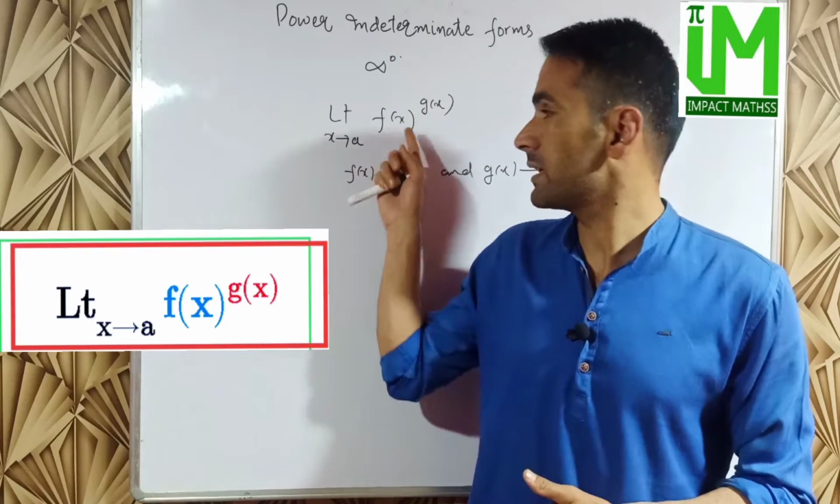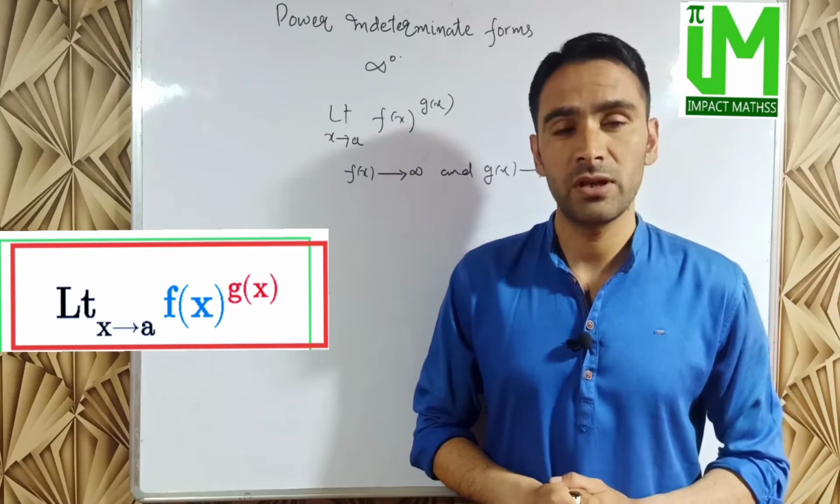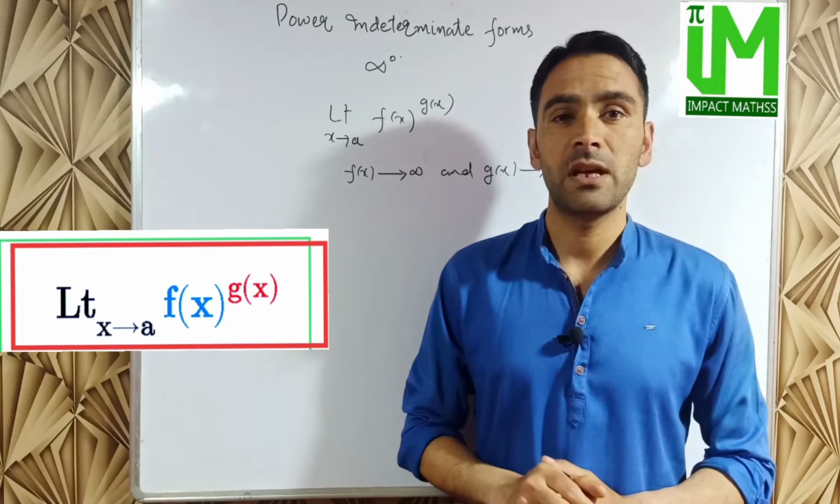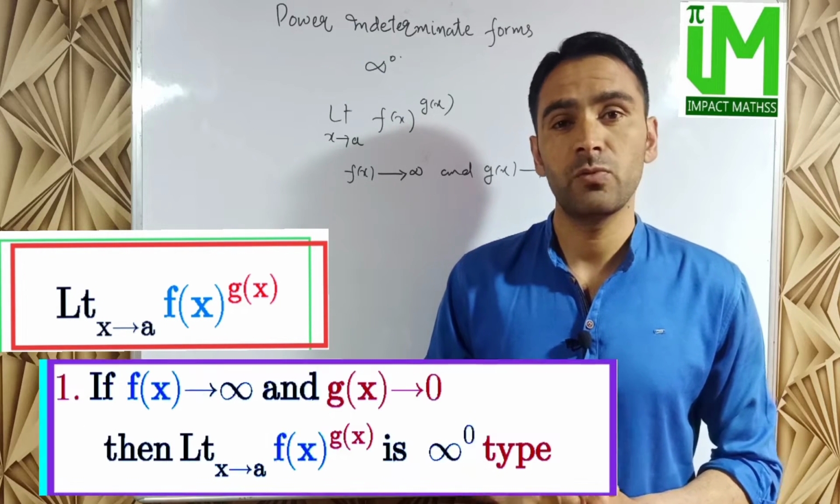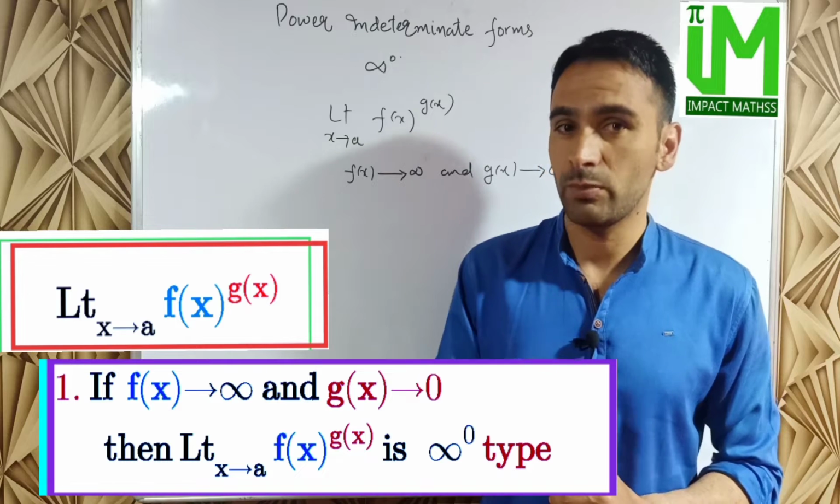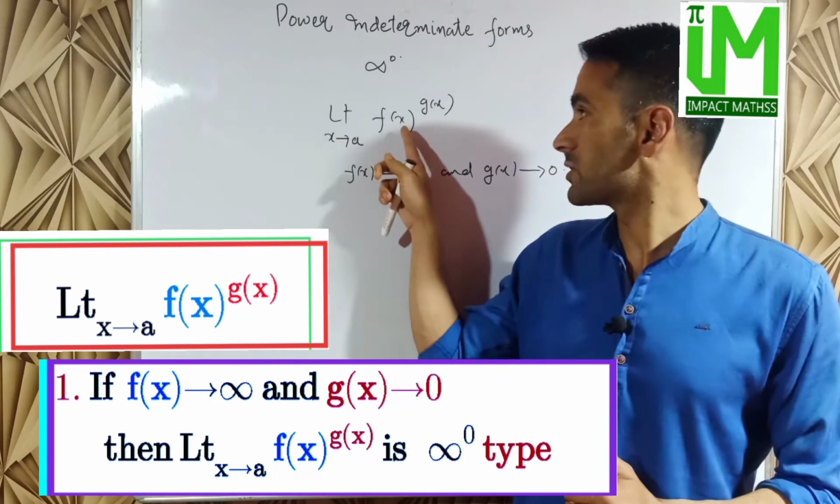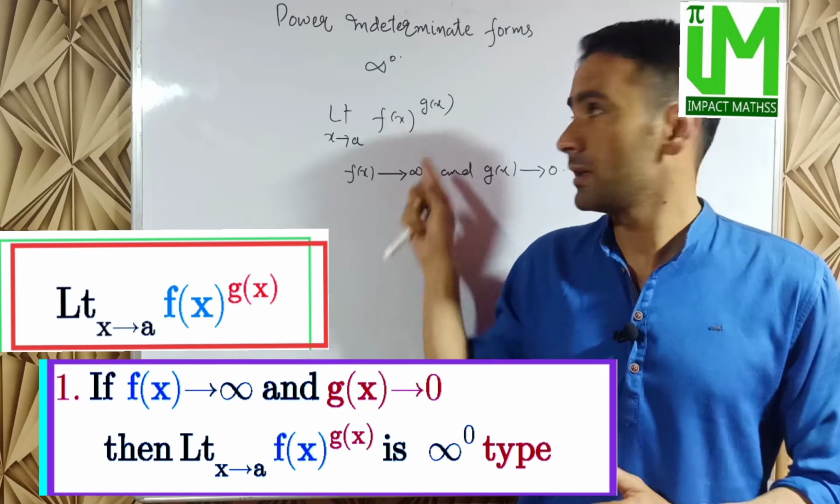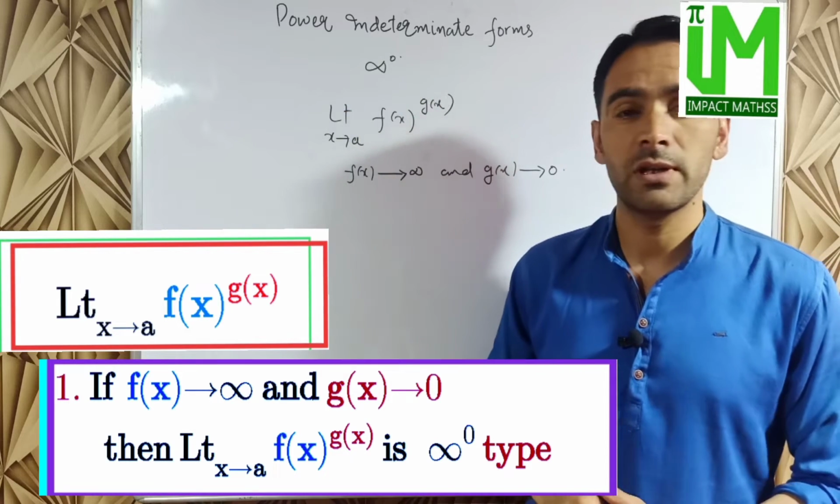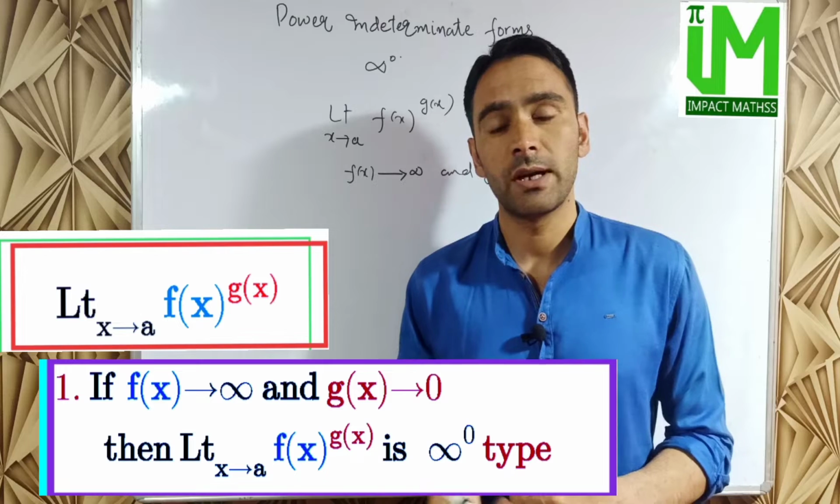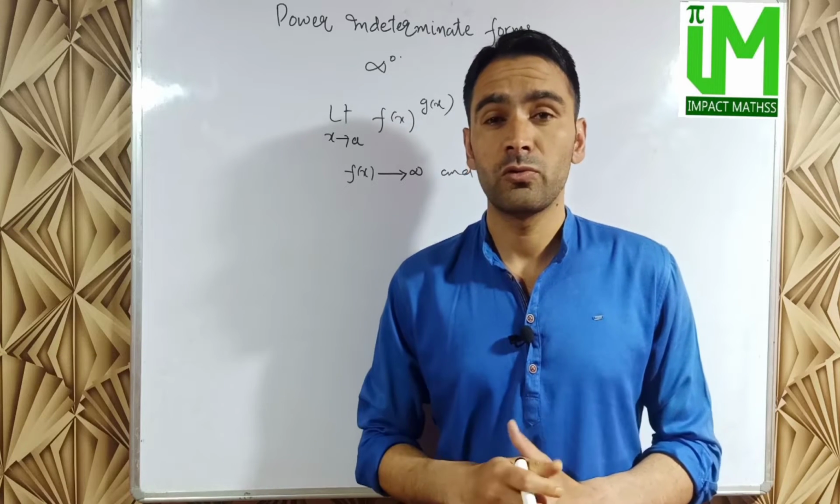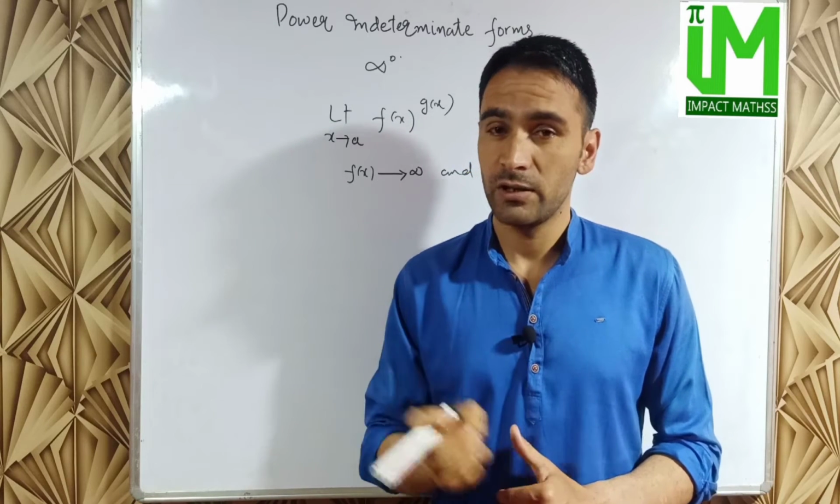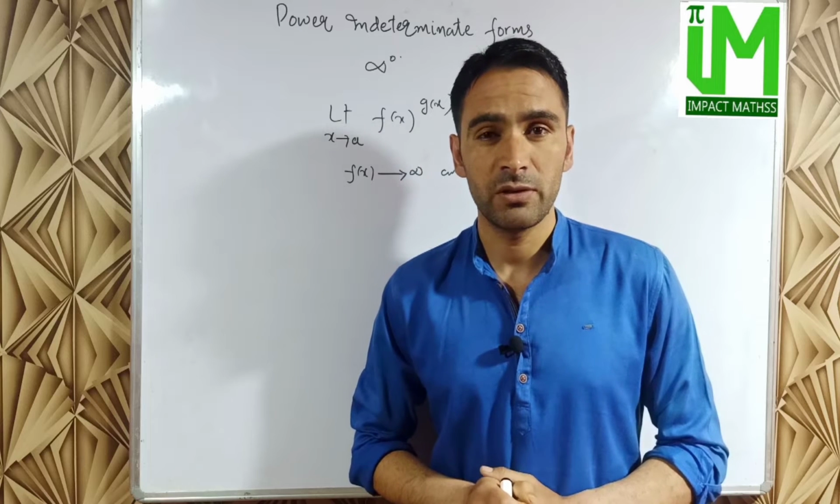this form, limit x approaches a, f(x) to the power g(x), then this form is said to be a power indeterminate form of the type infinity to the power 0 if f(x) goes to infinity and g(x) tends to 0, then this form will be called infinity to the power 0 type. And we also know the working rule to arrive at the solution for this power indeterminate form.